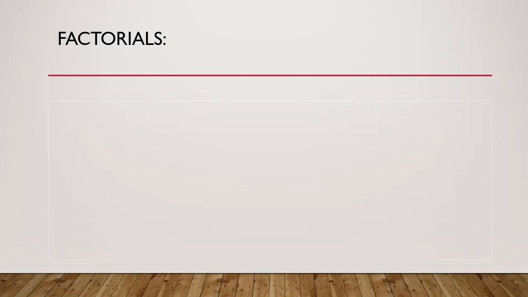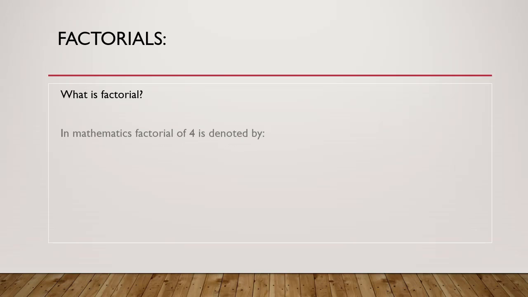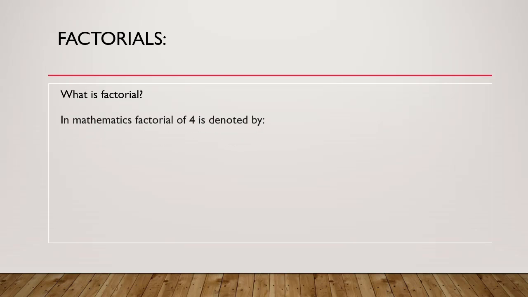In order for me to explain recursion clearly, I have to talk briefly about factorial. What is factorial? Factorials in mathematics are denoted by 4 factorial equals 4 times 3 times 2 times 1, which equals 24. And that's how it is done in mathematics.